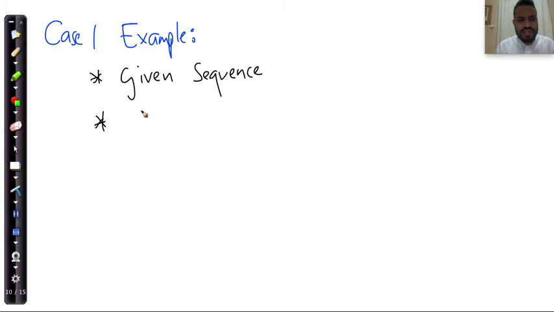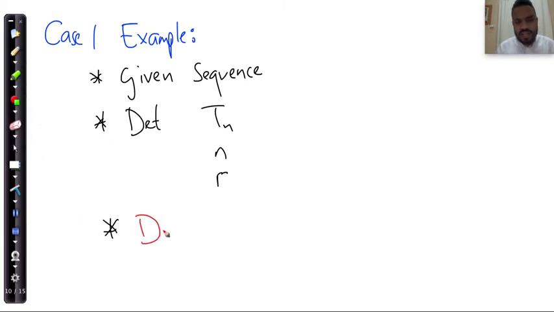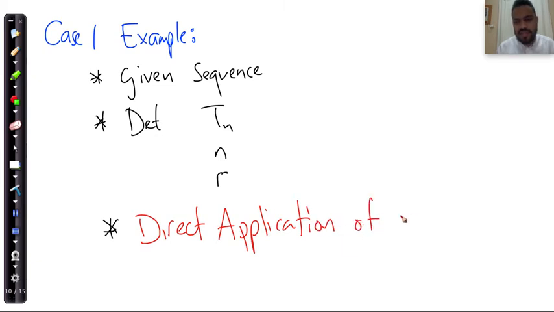And then the questions that you get related to this are just: determine the nth term, determine a specific term, determine the number of terms in the sequence itself. So they could ask you to determine Tn, determine n for a specific term, or write down the value of the constant ratio. And then finally, how you solve this is really with direct application of the general formula.